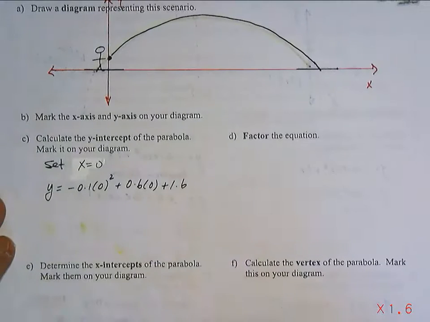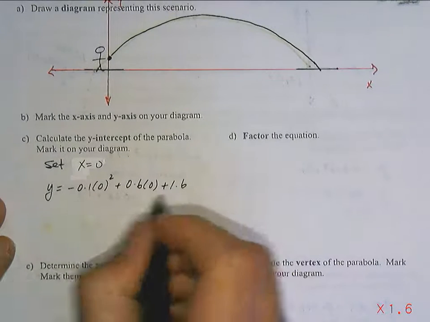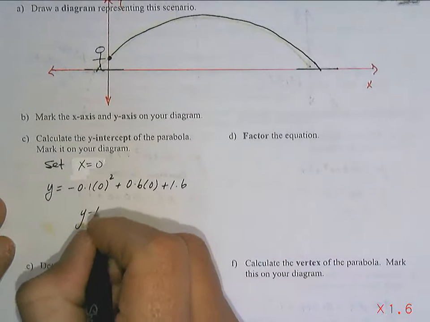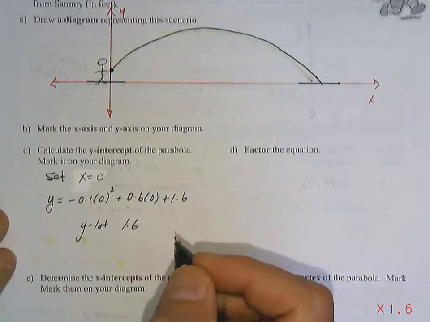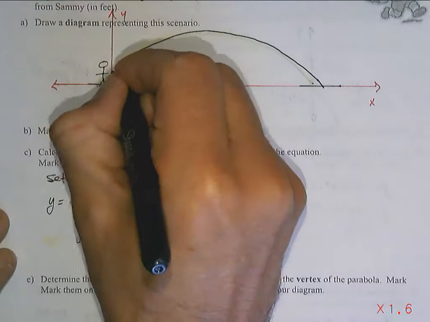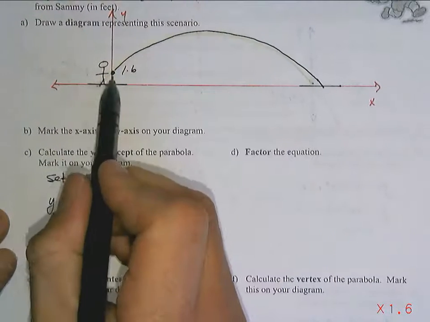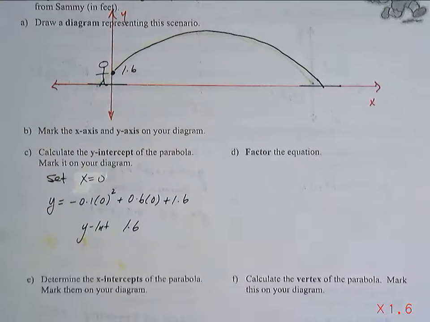Because this is a quadratic in standard form, we know it's the c value. So the y-intercept is simply going to be 1.6 feet above the ground. I'm going to label that. So this is 1.6. So I was right. We're hitting the tennis ball right about there. Student: On the test, could we just write, like, reading the c value, and just write the 1.6? Yeah, as long as you tell me that I'm reading the c value.